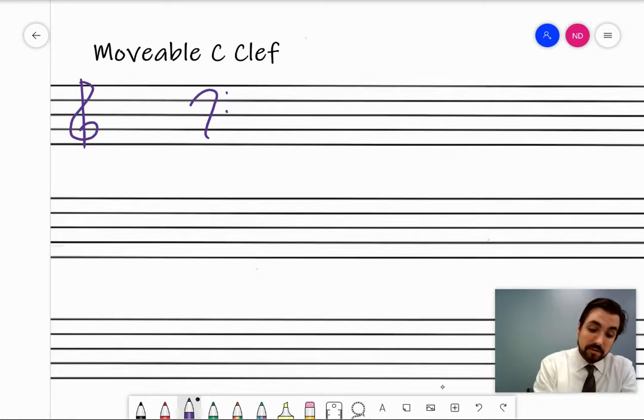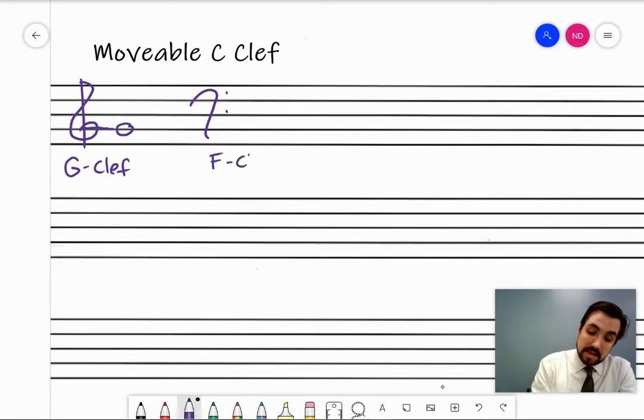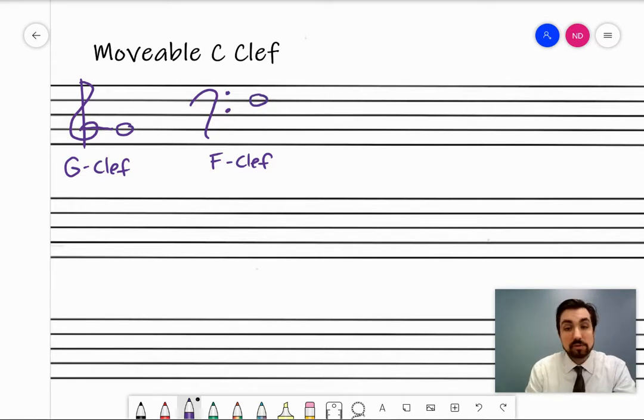The treble clef is also known as the G clef, because the little swirl in the middle here shows us where the note G is. The bass clef is also known as the F clef. This is because the two dots show us where the note F is. So G clef shows us where G is, F clef shows us where F is. A C clef then should show us where C is.